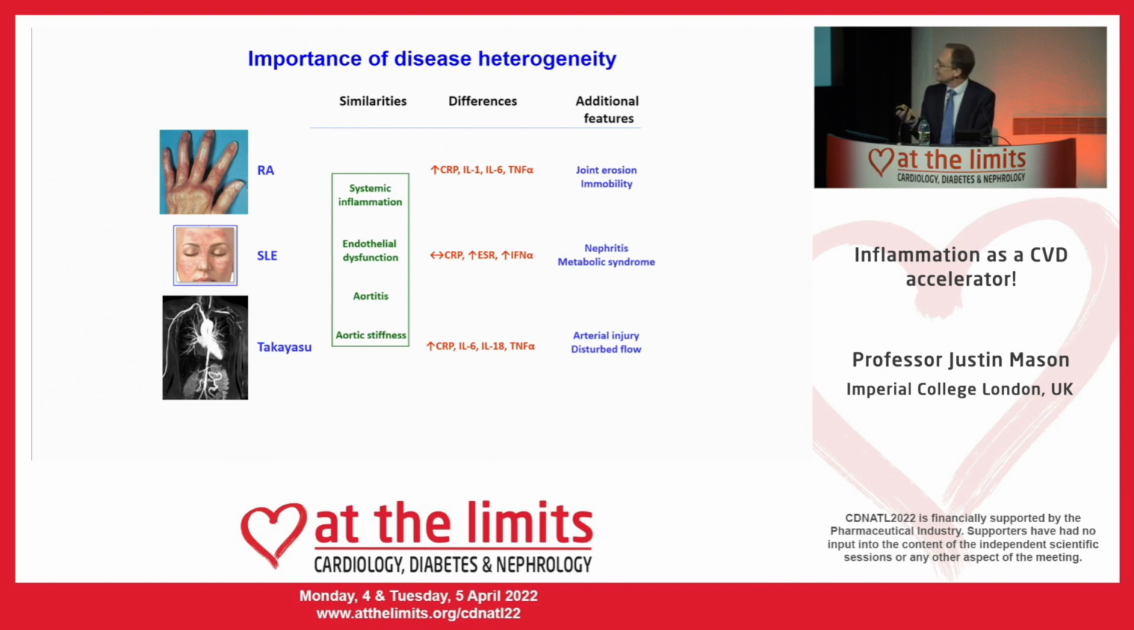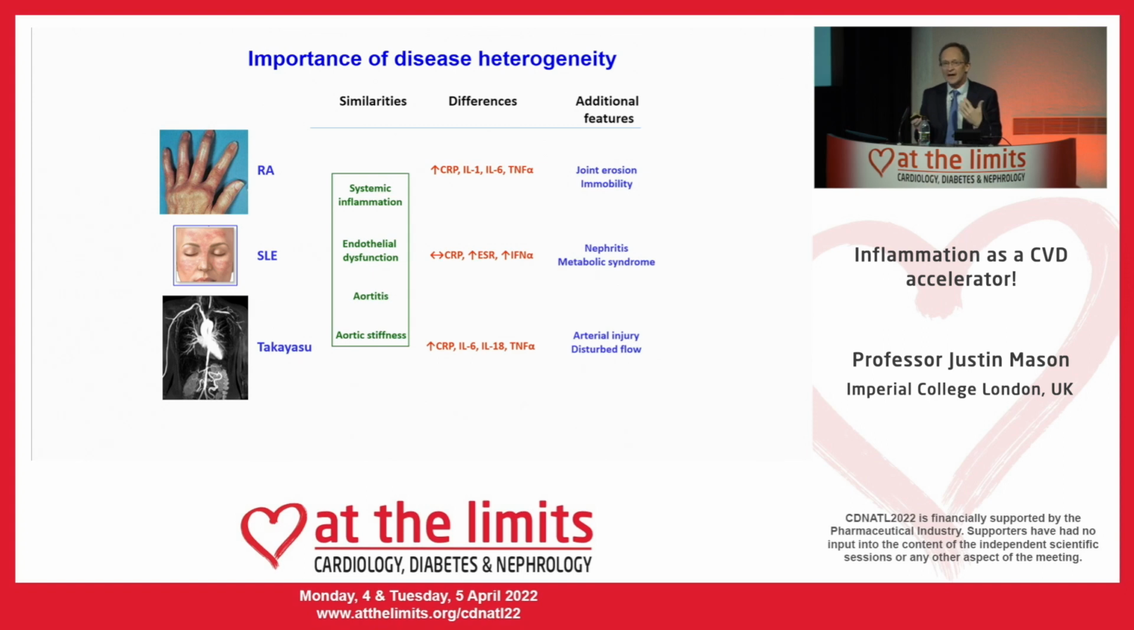So there are many similarities, of course, between RA, SLE, and the vasculitides such as Takayasu's. They all have evidence for systemic inflammation. If you look with flow-mediated dilatation, for example, early in the disease course, you'll see endothelial dysfunction. If you look with PET scanning, you'll find aortitis in all of these diseases and the presence of aortic stiffness.